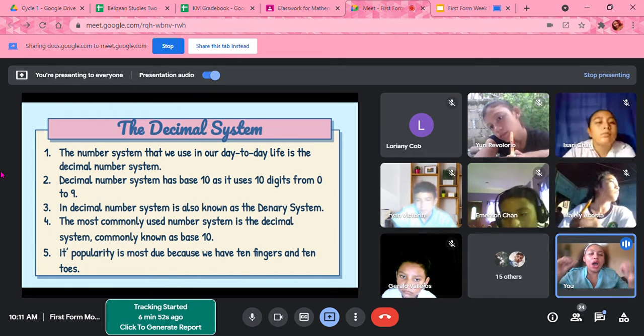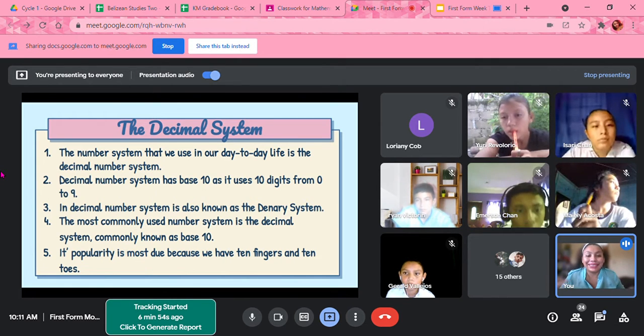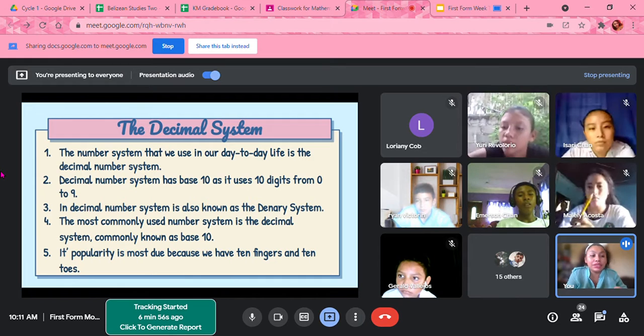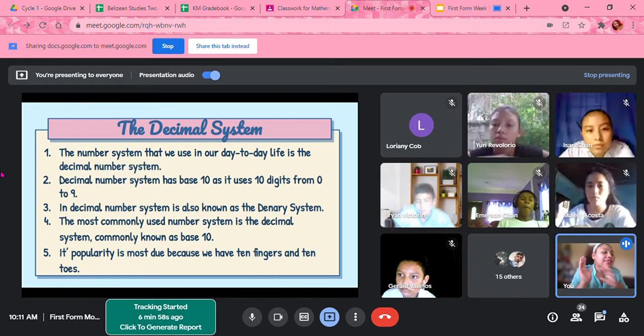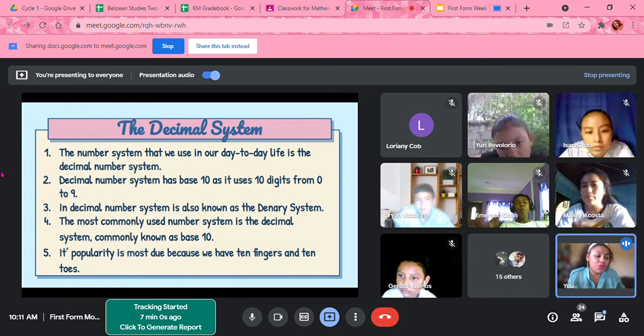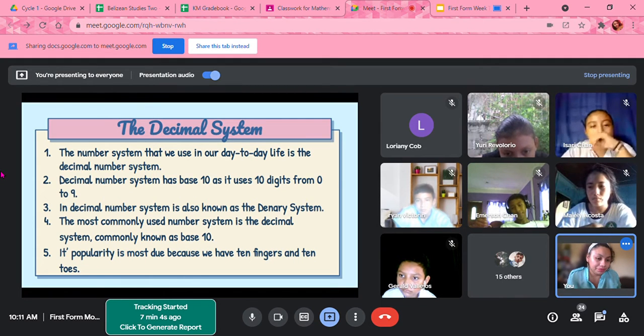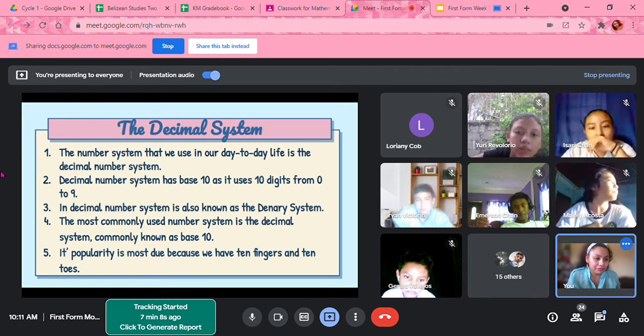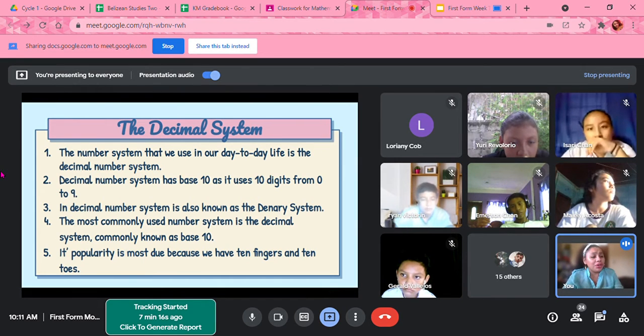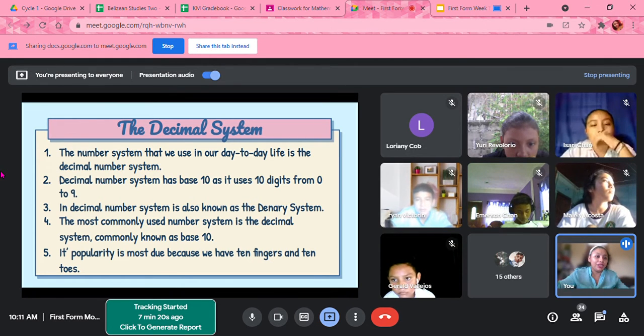Now, why do we call it base 10? Because we use 10 different numbers. And there are 10 numbers that we use that make up all the other numbers. Who can tell me what those 10 numbers are? Anybody know? What are the numbers that we use that make up all the other numbers?